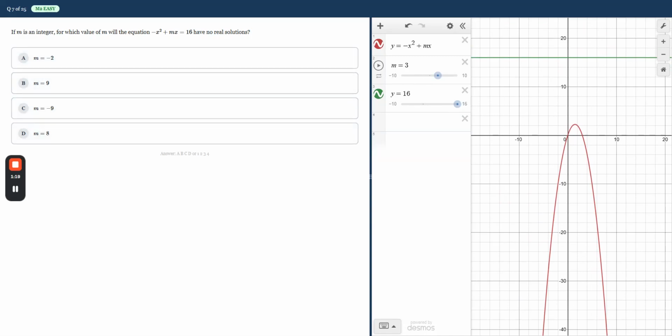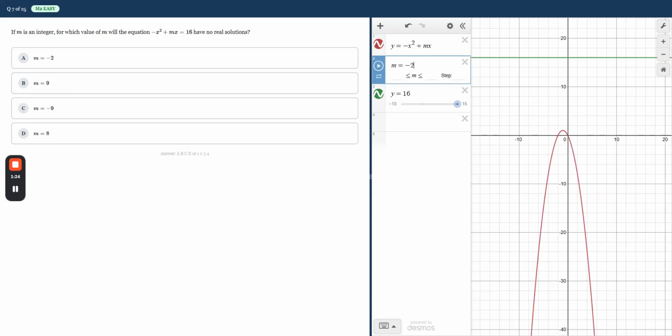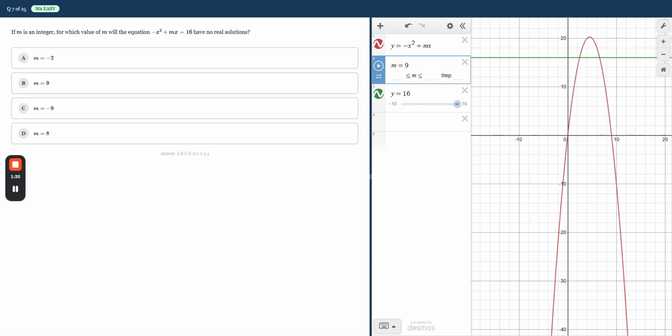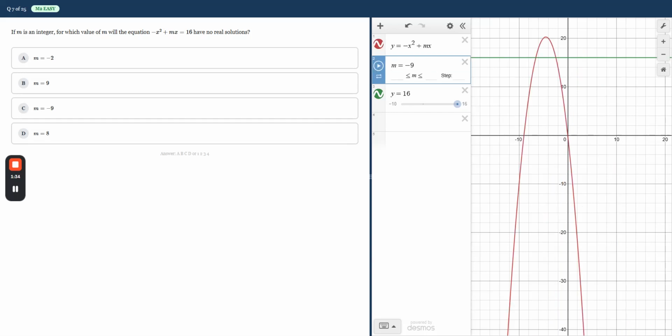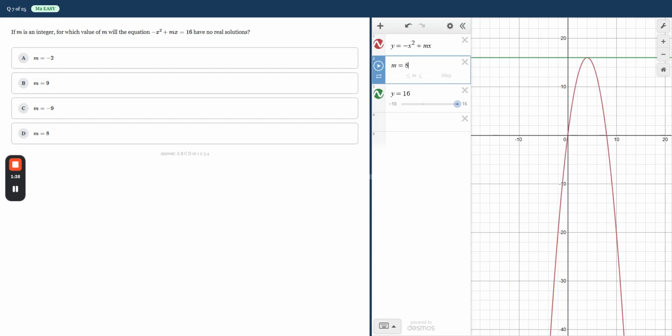So we can, even with trial and error, see what happens if m is minus 2. Then they don't intersect. What happens if m is 9? Then they intersect. What happens if m is minus 9? They intersect. What happens if m is 8? Then they touch. So, which of these do they not even intersect when m is negative 2?